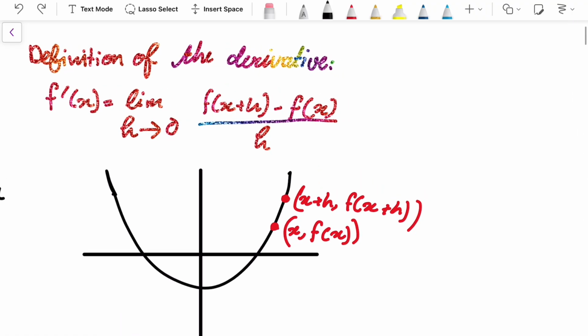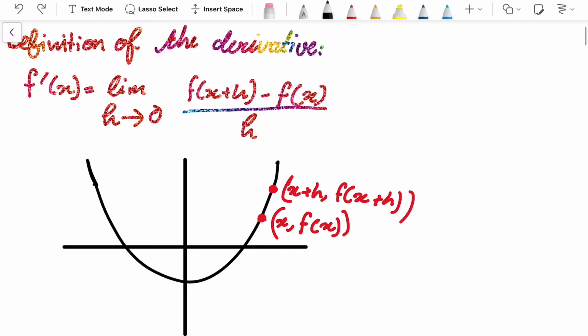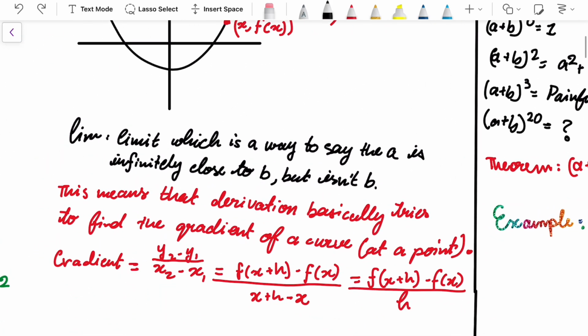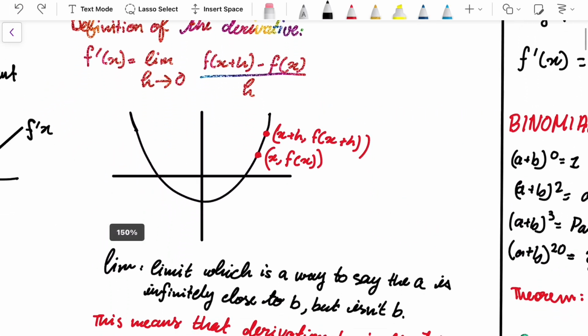So we're trying to find the slope or the gradient of a point on this curve, all right? Obviously we can just go ahead and do our normal stuff. So the gradient of this curve should be y2 minus y1 over x2 minus x1, because that's how it is for a line, right? That's the formula of the gradient. So let's say that we have got our function.